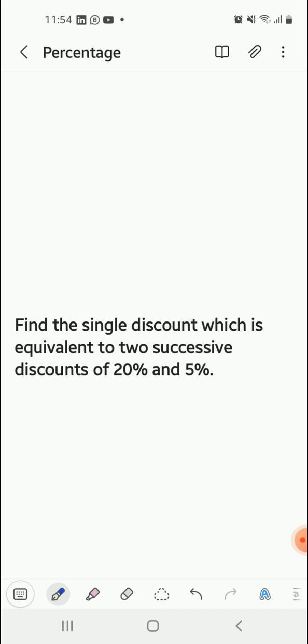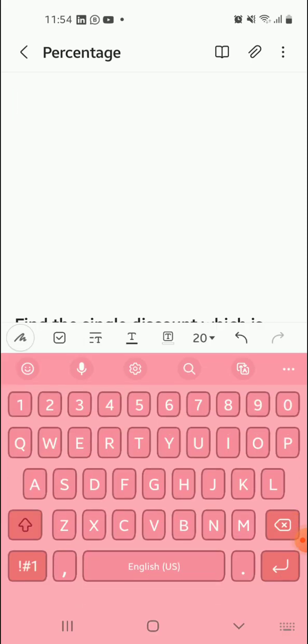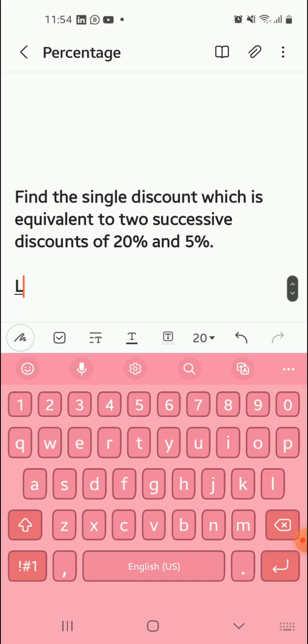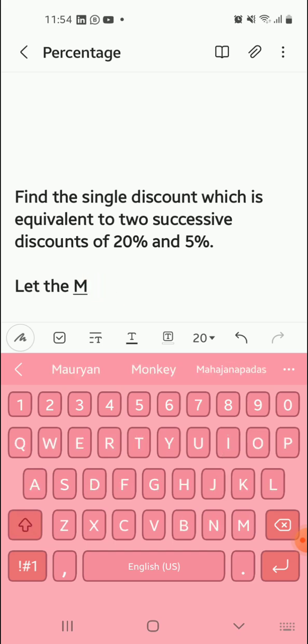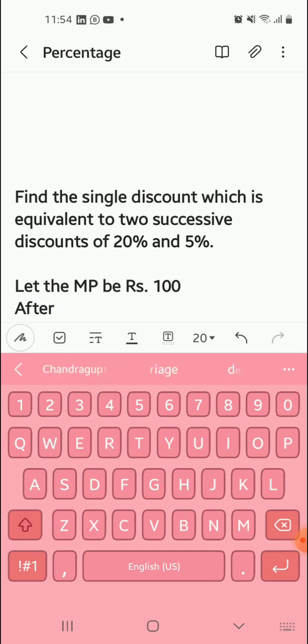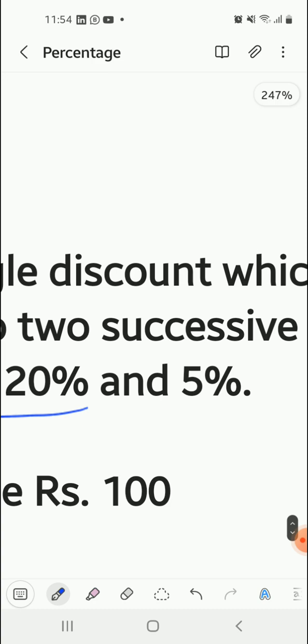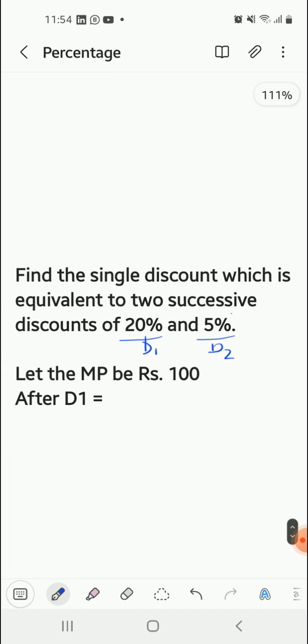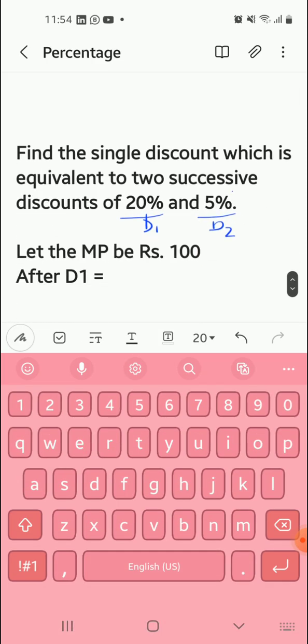So over here we'll take an assumption. Let the marked price be, because here nothing is given, so let the marked price, I'm writing it MP, be rupees 100. Let's take it as 100. Now the first discount I'm stating as D1 and the second discount as D2. My discount D1 was 20%.